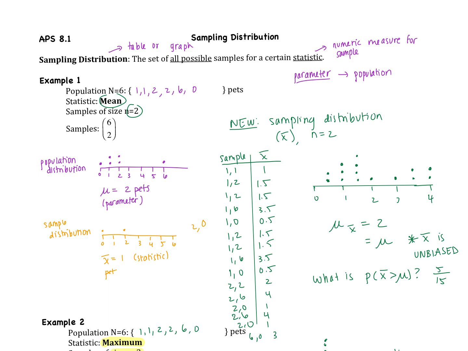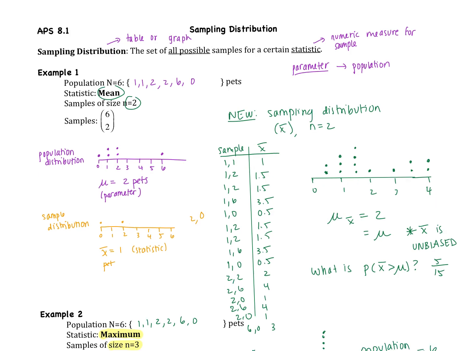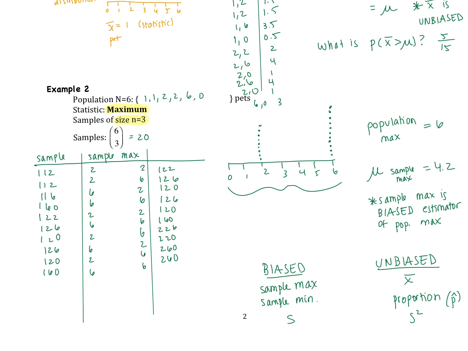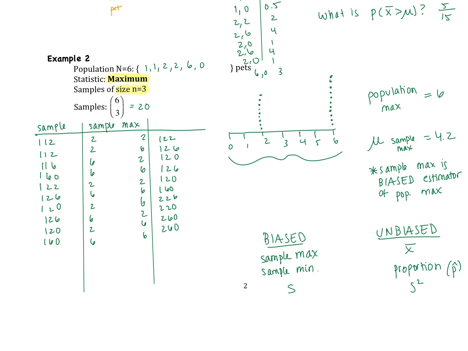Below was a different sampling distribution we looked at. This time, same population, but we looked at samples of size 3, and we calculated the maximum. So we looked at all the possible samples of size 3, there were 20 of them, and then the maximum of all of those samples. And this is the sampling distribution. So every dot represents 3 people, and it was the maximum in that sample.